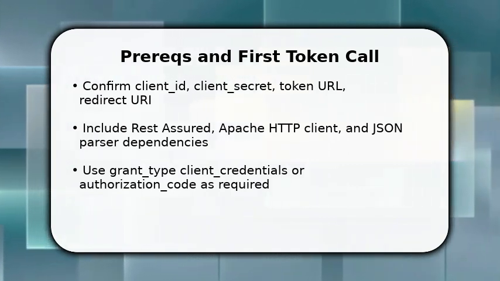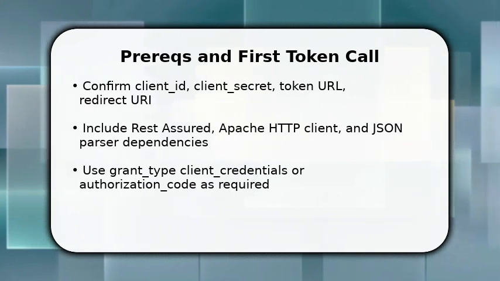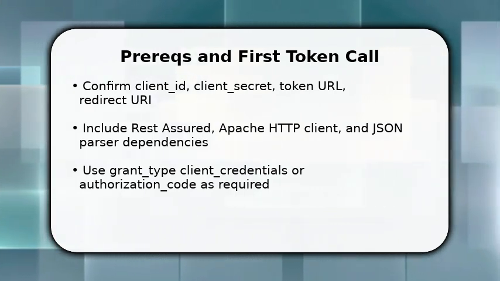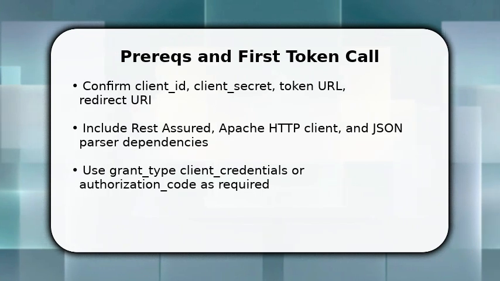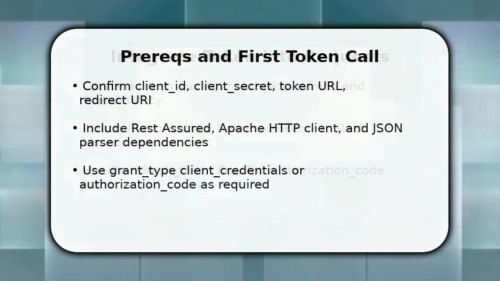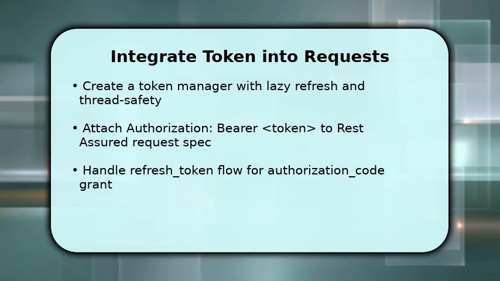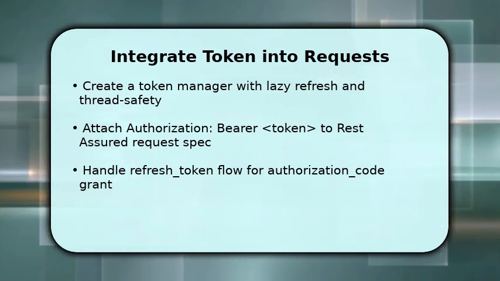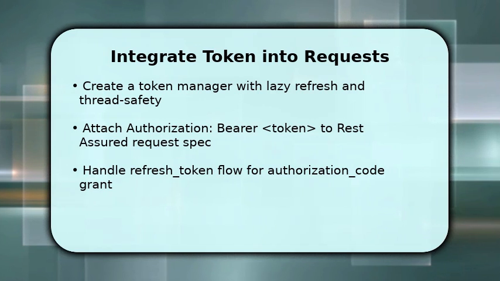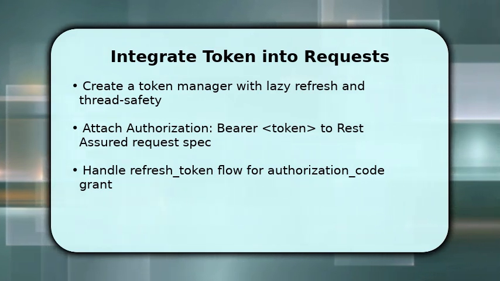Make sure to store token and expiry in a simple holder, so subsequent requests can reuse it rather than fetching repeatedly during a test run. Next, implement a token manager that checks expiry and refreshes automatically. You want thread-safe lazy initialization, so parallel tests share tokens.